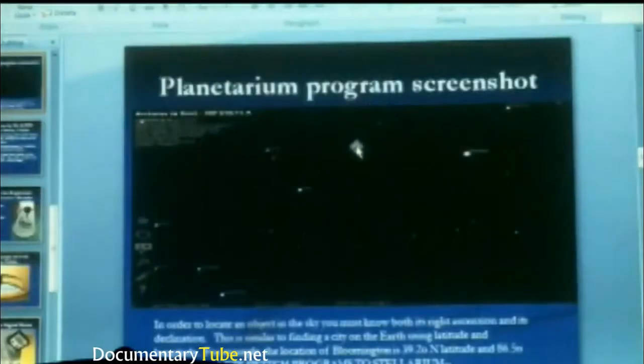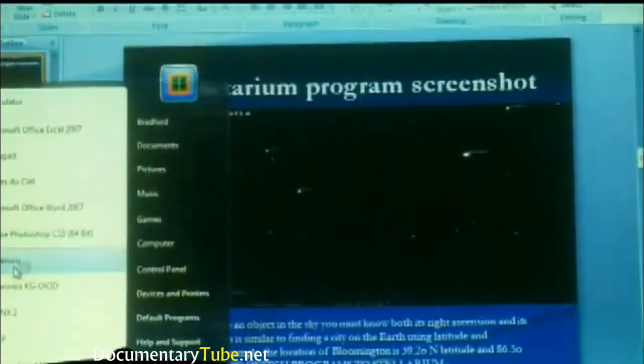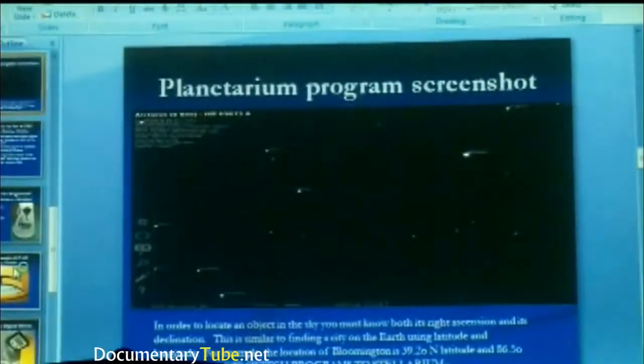In order to locate an object in the sky, you have to know both its right ascension and its declination. We talked about that earlier. This is similar to finding a city on the Earth using latitude and longitude. For example, the location of Bloomington is 39.20 north latitude and 86.50 west longitude. So now we're going to go ahead and switch programs to Stellarium, and I'm going to try to make this a little bit less confusing. I think when you see it visually, it's going to make a lot more sense. This is a really neat program. I'd make a note of this and go home and download it because it is really neat.